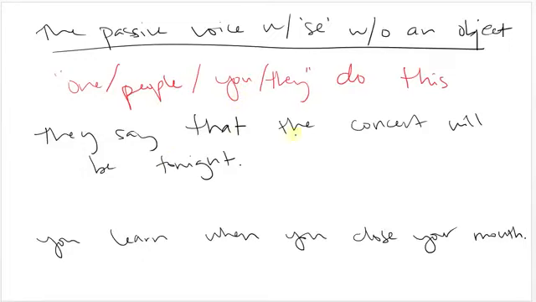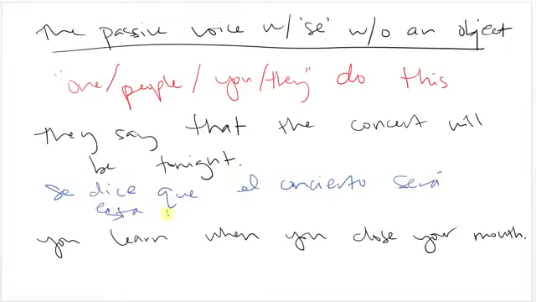So, like, "they say that the concert will be tonight." They, like, we don't really know who they are. It's just a general idea of what is being said. And so it's going to be the se, and then to say is decir, and so it's going to be the singular version because there's nothing to make it plural. So, se dice que el concierto will be the future of ser, tonight, esta noche. Se dice que el concierto será esta noche.